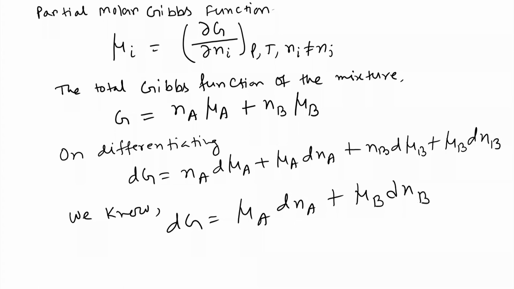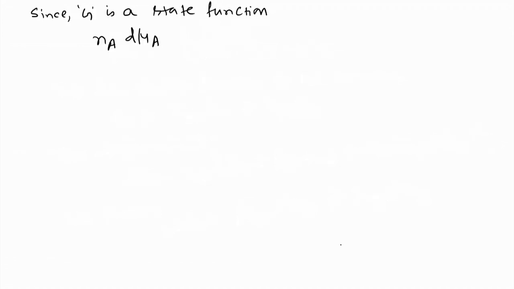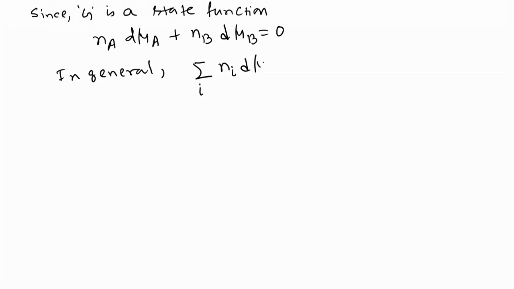Okay. Now, since G is a state function, we can write nA times d mu A plus nB times d mu B equals 0. Okay, or in general, you can write sum over i of ni d mu i is 0. Okay. And this is known as the Gibbs-Duhem equation. Okay.